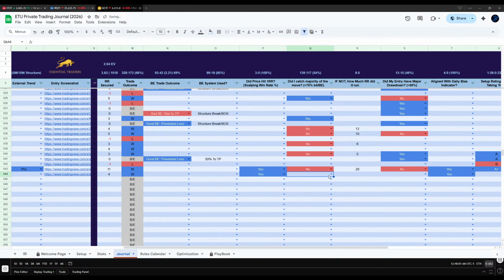Did price hit 1-to-1? Yes, it did. Did I catch majority of the move? Let's see. No, I did not. It ran 13 risk reward. Okay, I just checked, 13 risk reward. So if you find some columns not helpful for you, remove them.